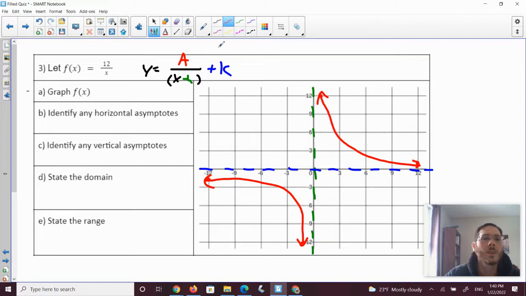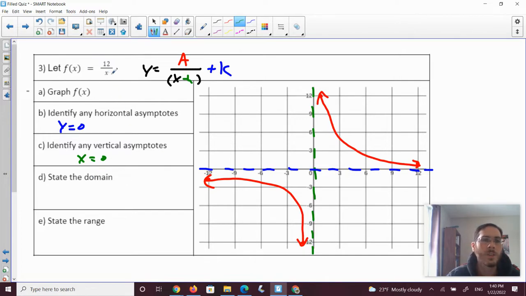So pretty nice. And let's answer the questions. Identify any horizontal asymptotes. Since k is 0, the horizontal asymptote is at y equals 0. Identify any vertical asymptotes. Since h is 0, we can say x equals 0. Or if we think about it, if we plug 0 into the original, we're going to divide by 0. It's not going to work.